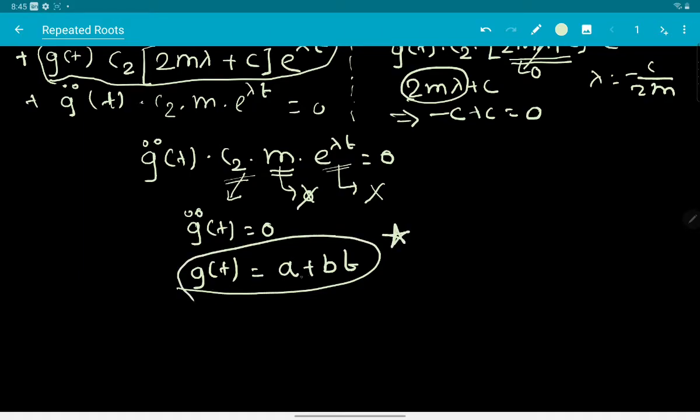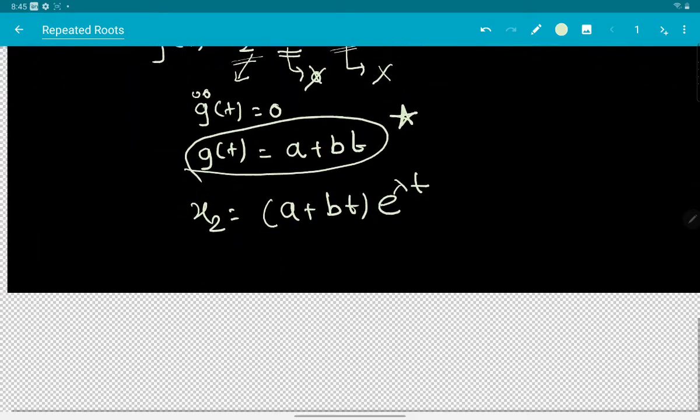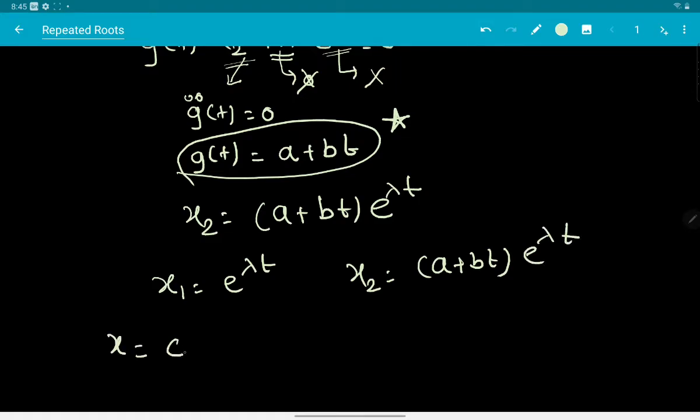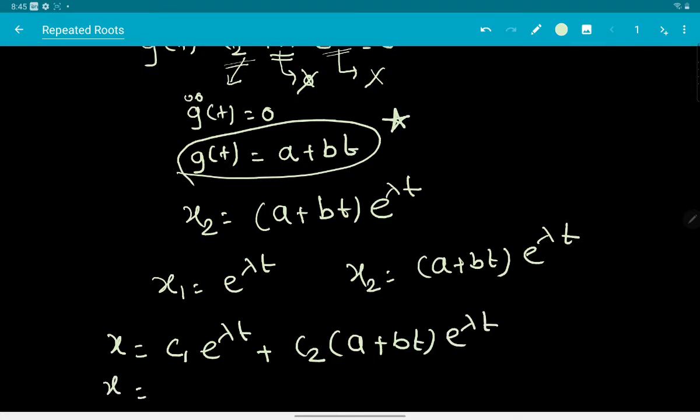So g of t should be equal to a plus bt, and hence x2, the function that we were unaware of, is of this form: a plus bt times e raised to lambda t. So now we have two functions with us. The first function x1 is equal to e raised to lambda t, and the second function x2 is equal to a plus bt times e raised to lambda t. Now I can construct x as c1 e raised to lambda t plus c2 times a plus bt times e raised to lambda t. So I can write down x in this way.